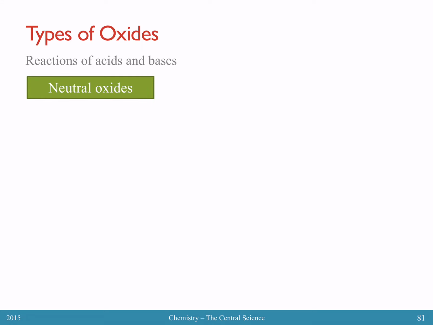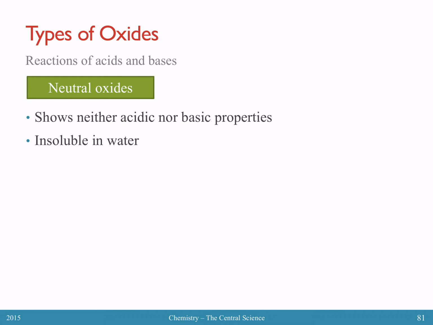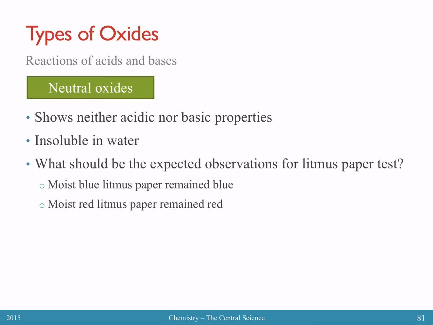Okay, what is a neutral oxide? As the name suggests, it is neutral because it is neither acidic nor basic. Okay, it is also insoluble in water. An example is, okay, so what should be the expected observation when you do a litmus paper test on a neutral oxide? Okay, the moist blue litmus paper should remain blue, telling me that this is not acidic.